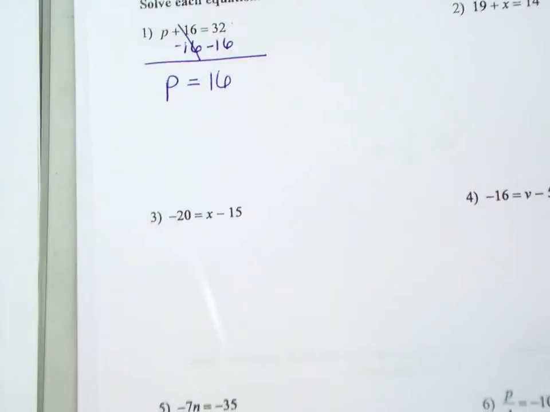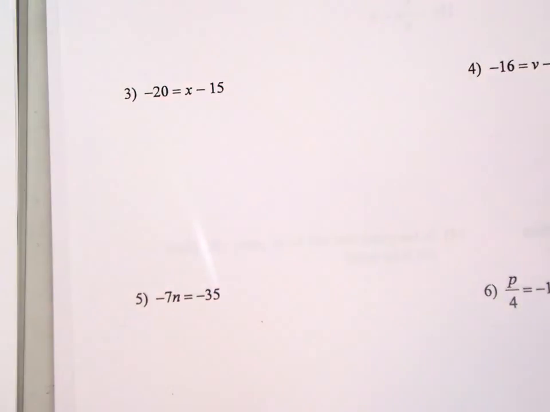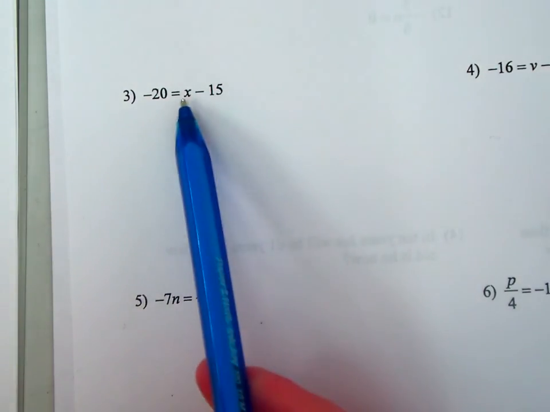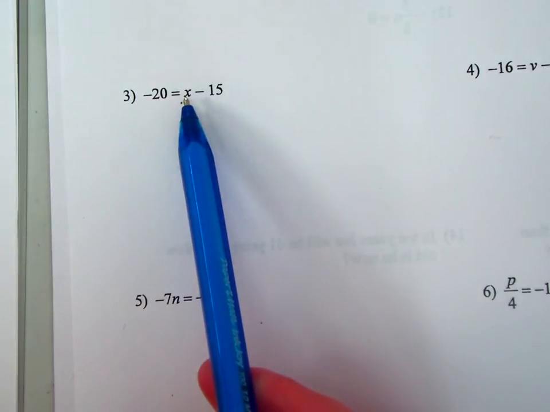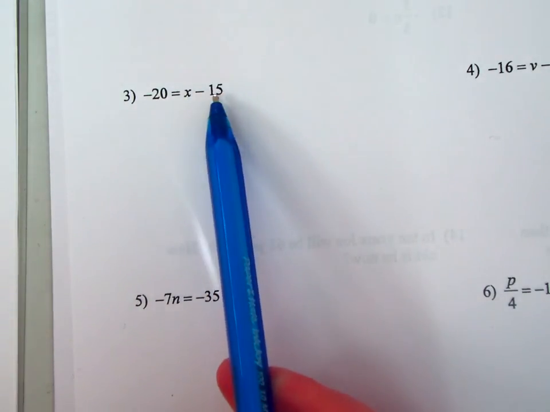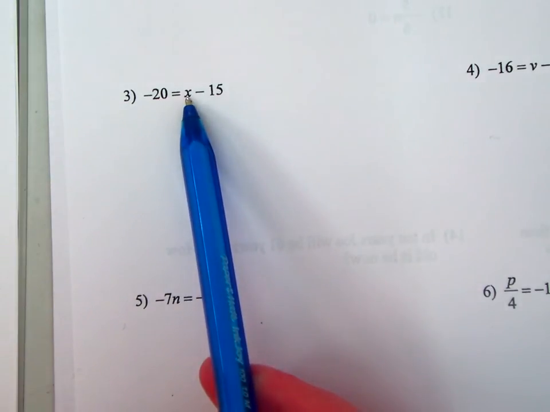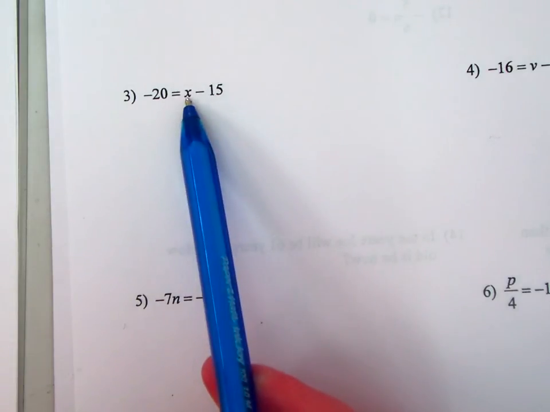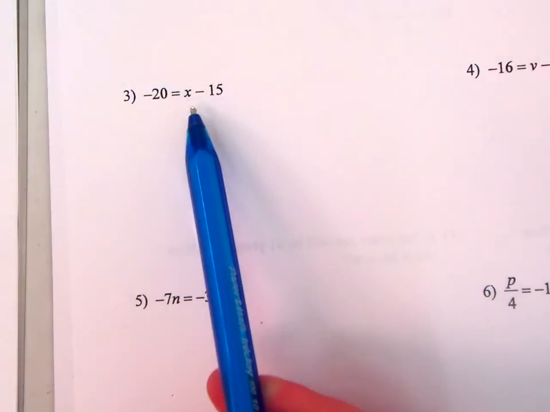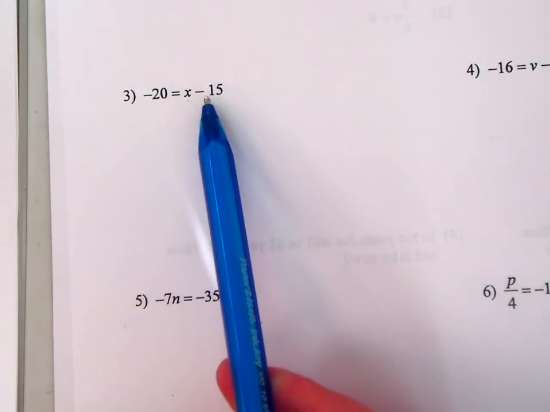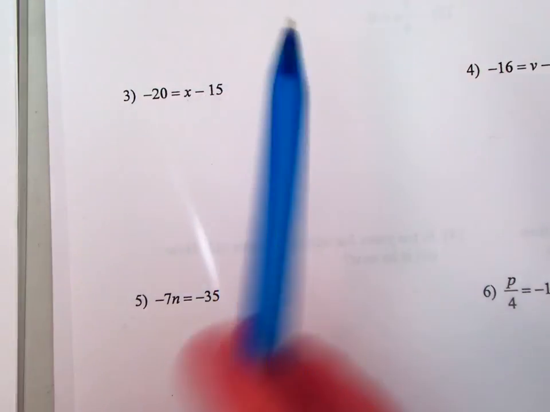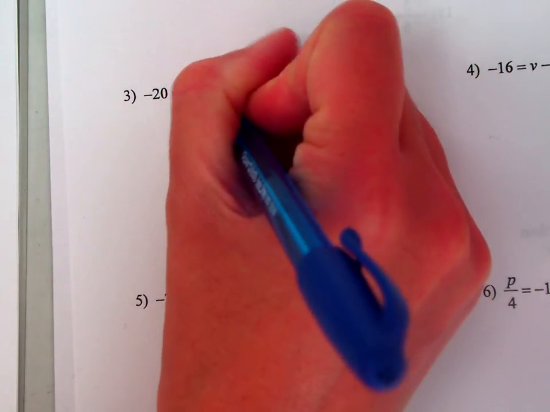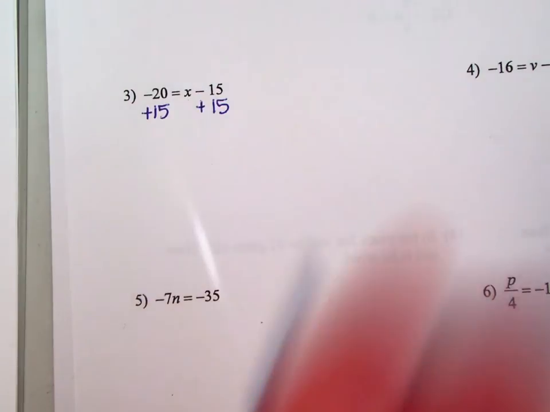Alright, scooting down, let's take a look at the number 3 here. So now this one is a little bit different as well. The variable's on the other side of the equal sign, but that's okay. So I want to go to where the variable is and read what's happening. It's x minus 15. I want to undo that, so I'm going to add 15 to cancel out what's by the variable. Add 15 here. Whatever we do to one side, I have to do to the other side. Keep it in balance.